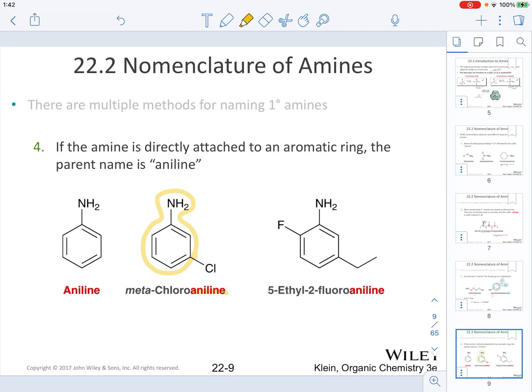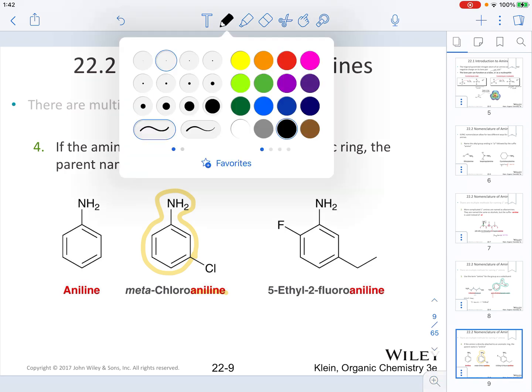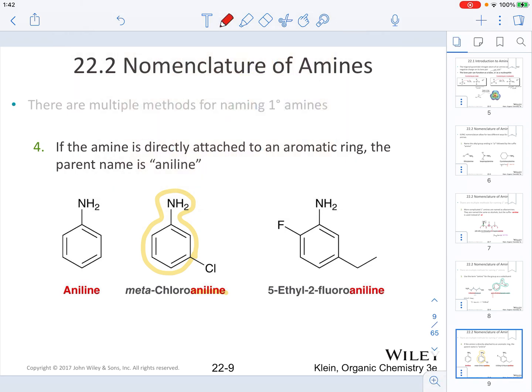And then, as you can see, when we have this system, we can number clockwise or counterclockwise, but always remember that the carbon atom in the ring system that is holding the amino group is going to be carbon 1. In this molecule, we have to number clockwise, where this is 2, this is 3, and you can choose to write meta-chloroaniline or 3-chloroaniline, because the chlorine is on carbon 3.